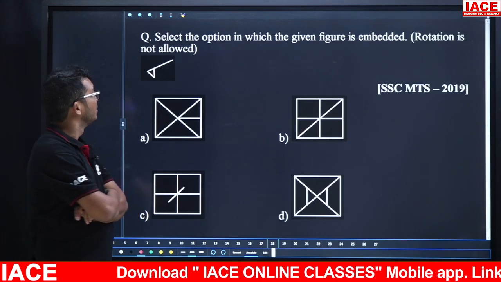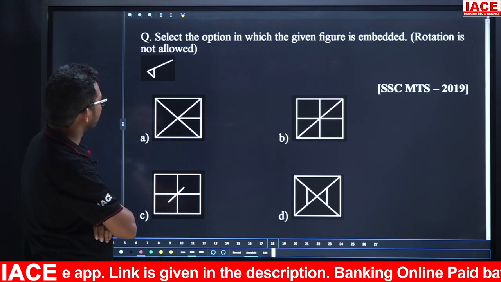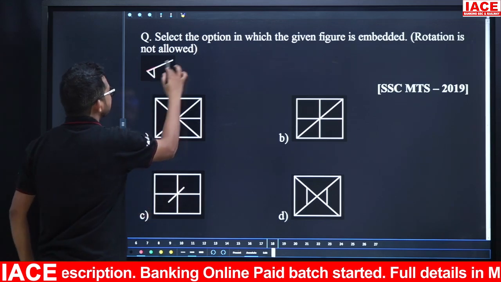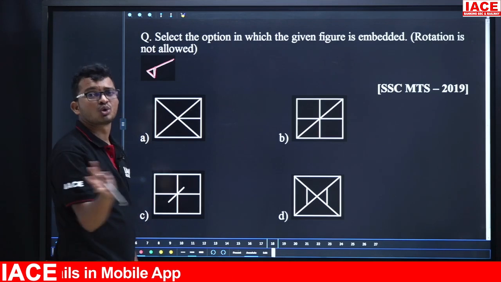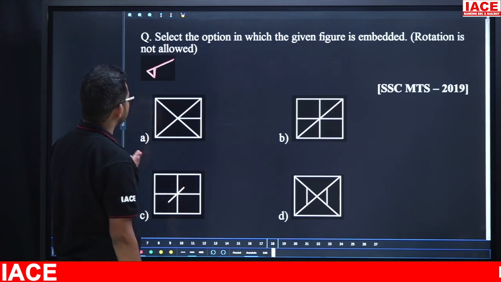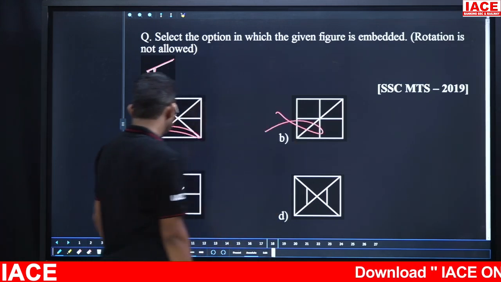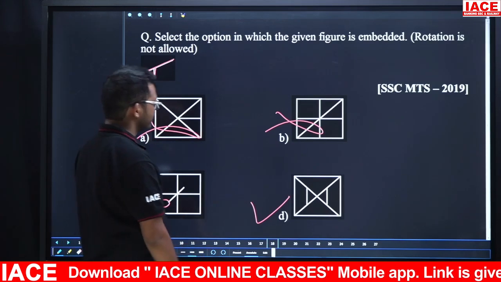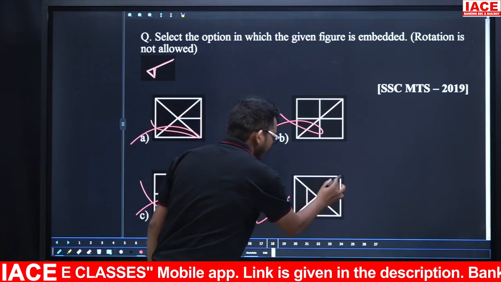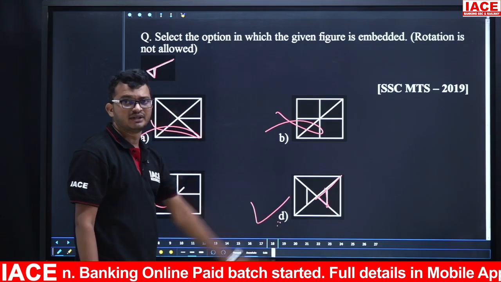Time up. Select the option in which the given figure is embodied. Rotation is not allowed. So when this figure is hidden in which of the following 4 figures, there is no chance to rotate. First option number 1, it is not there. Option number 2, it is not there. 3 also it is not there. That means here the answer is option D. Once you observe option D, friends take care, this shape is hidden. That means your answer is option D.